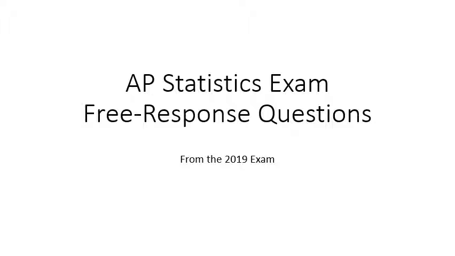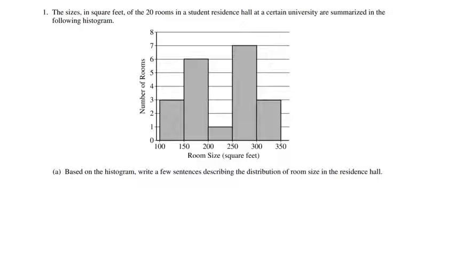Okay, so this video will go through a number of free response questions that were actually on the 2019 exam. All right, number one, the size in square feet of 20 rooms in a student resident hall in a certain university are summarized by the following histogram.